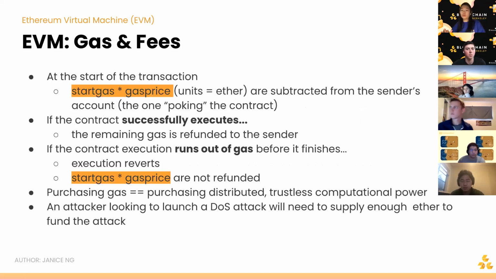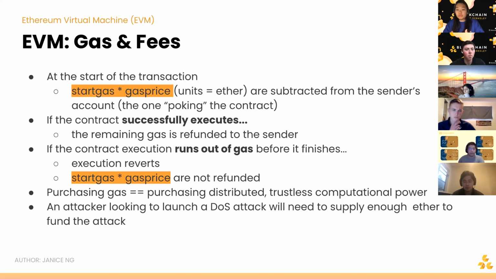So let's just walk through this transaction and see whether it gets executed or not, and how gas comes into play. At the start of the transaction, the start gas times the gas price, which basically represents the amount of Ether paid for a computation, is subtracted from the sender's account, the sender being the one who invokes the contract by sending this transaction. If the contract is successfully executed, the remaining gas is refunded to the sender, because not all the gas has been used up.